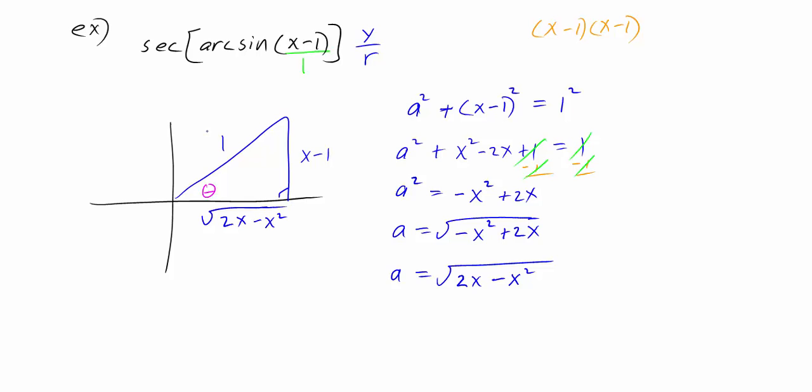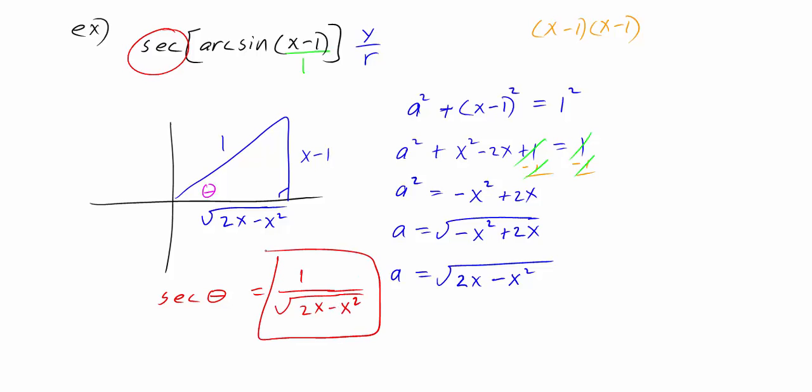And once again, we have all three sides of the triangle, so then we can easily find the secant of our angle theta. And once again, the secant is the reciprocal of our cosine. The cosine function is x over r, so in this case, the secant is going to be r over x. So that means this is going to be equal to the radius, which is 1, over the x, which is the square root of 2x minus x squared. So there we have the secant of the arc sine of x minus 1.